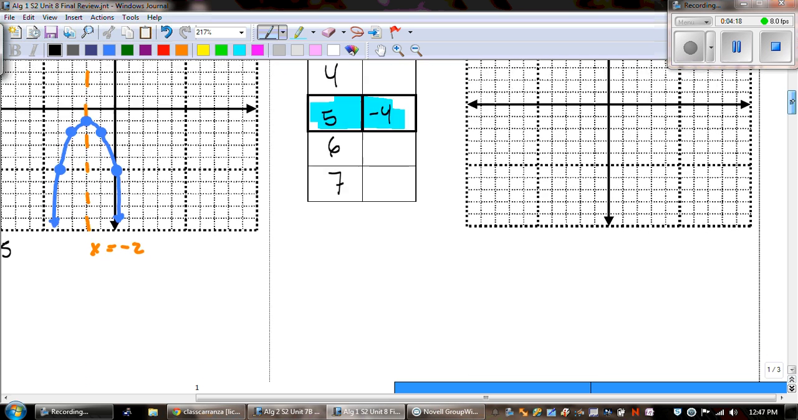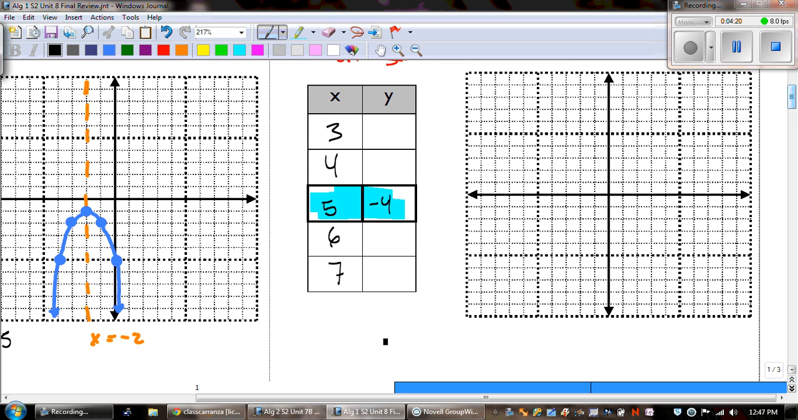Same thing. We have to figure out what those other values are, and to do that, we're going to plug it into the equation. Okay, so you need to do that twice. You got to do it for 3 or for 4 or for 6 and 7. Okay, so go ahead and pause the video and see if you can draw your graph with the axis of symmetry this time. Good luck.